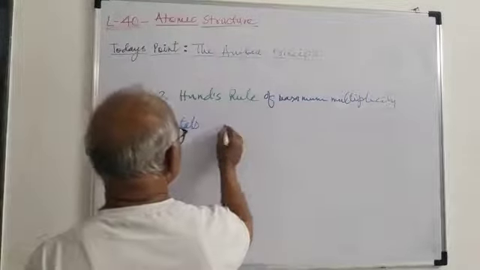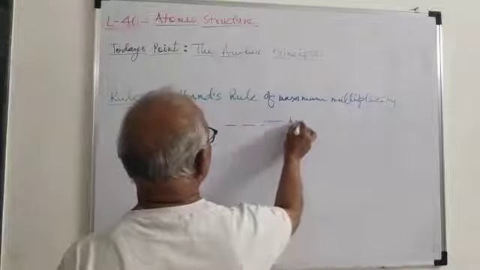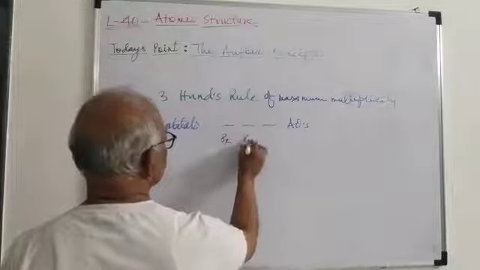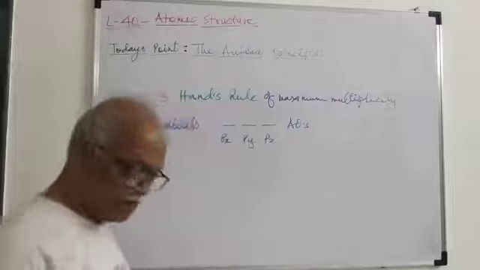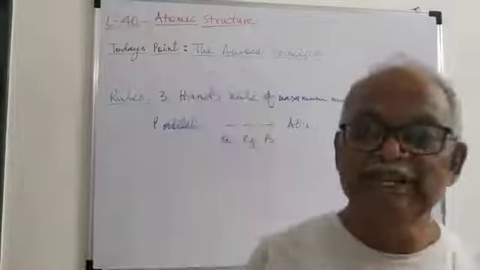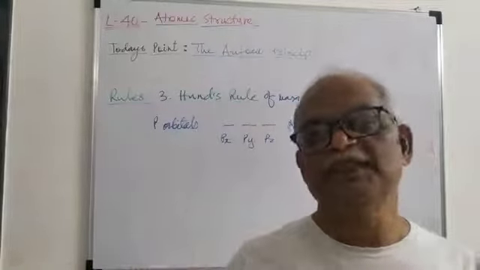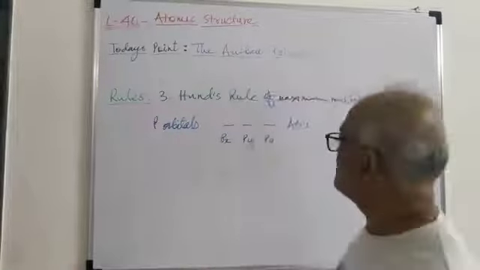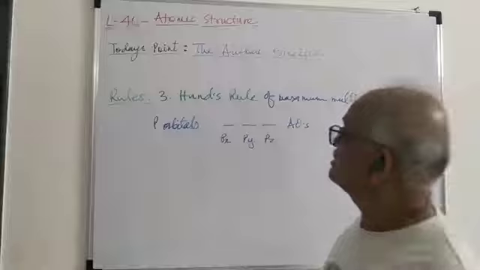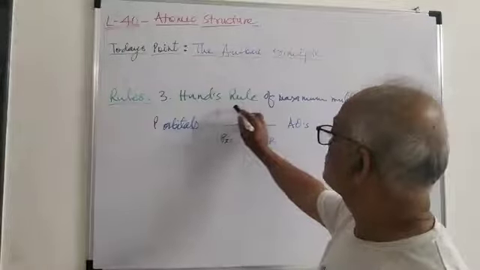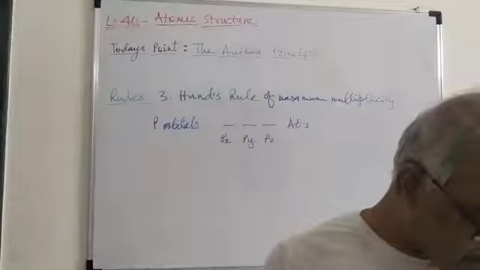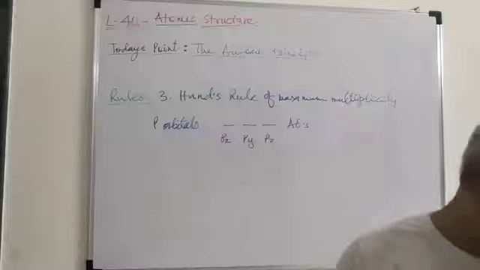these p orbitals have three different atomic orbitals, which we can name px, py and pz. These three atomic orbitals are different from each other because their orientation in the magnetic field is different, but their energies are the same. So in such a case, we have to follow Hund's rule of maximum multiplicity. Now we have to see what this maximum multiplicity is.